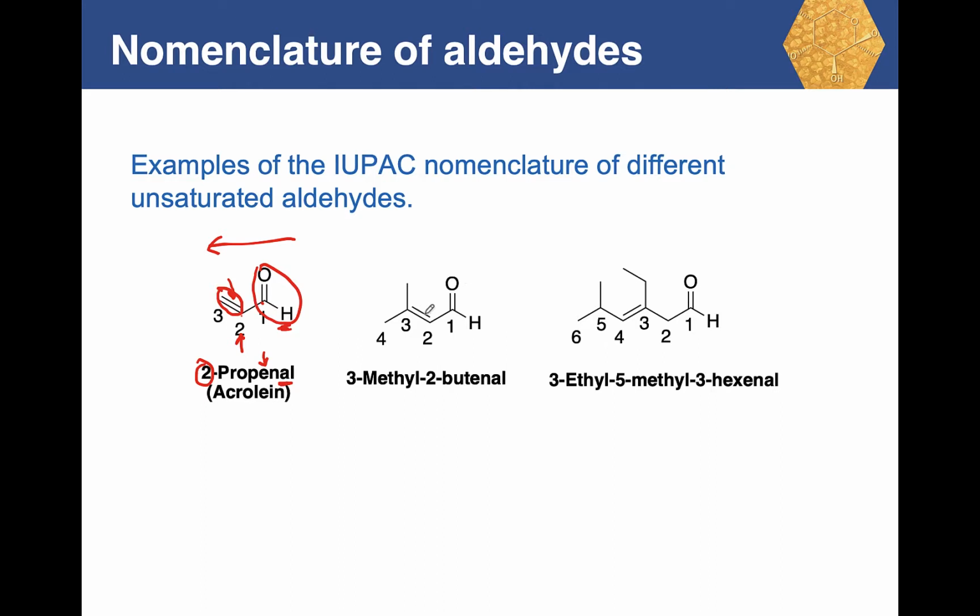Same here. We have a double bond right here, and it's an aldehyde also. So it has 1, 2, 3, 4 carbons, so it's a butanal. And of course there's a double bond, so this gets an E to show that there's an unsaturation present. Where's that double bond? It's on carbon number 2, which is indicated right here. And of course there's a methyl group right here.